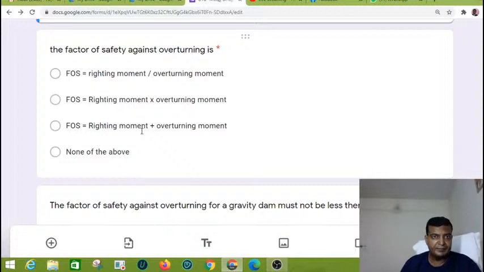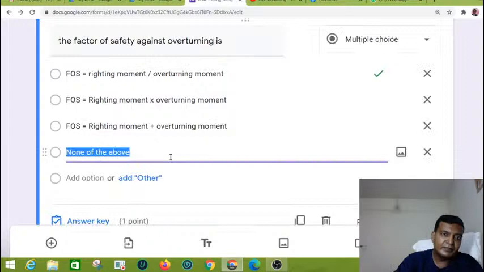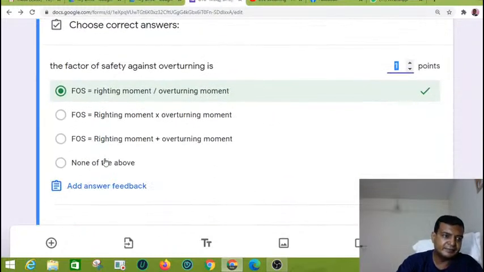The factor of safety against overturning is righting moment upon overturning moment, righting moment into overturning moment, righting moment plus overturning moment, none of the above. The answer is obviously the first one, because it is always the ratio. There is nothing to do with the multiplication sign, plus sign, and none of the above. So in this objective we are supposed to opt for righting moment upon overturning moment. So that is going to be your right answer.